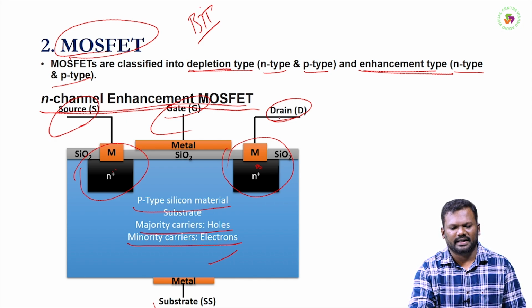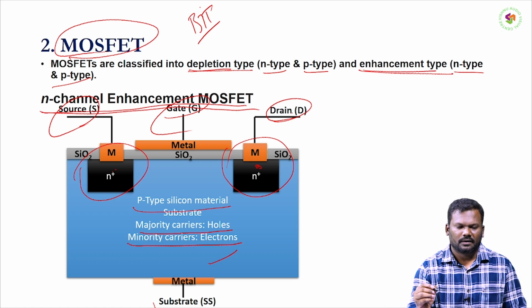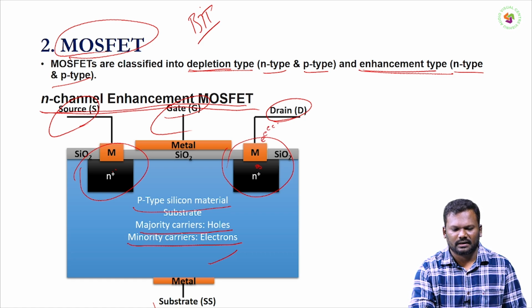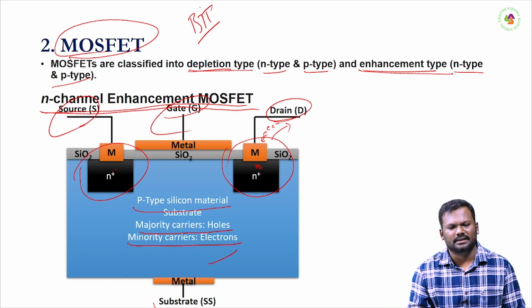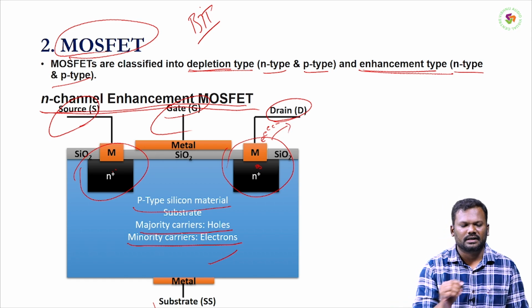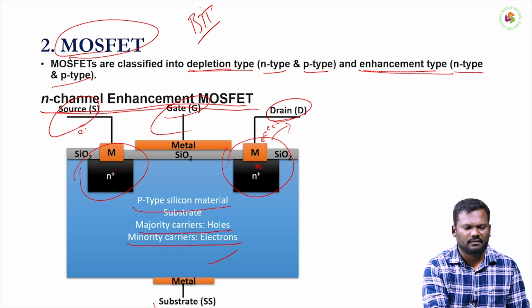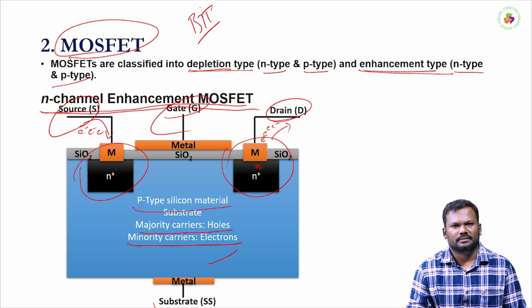The first one is the drain terminal. Why do we call it the drain terminal? Because your electrons will come out of this drain terminal. That's why we name it the drain terminal. Why do we call it the source terminal? Because your electrons will enter into the source terminal. That's why we call it the source terminal.